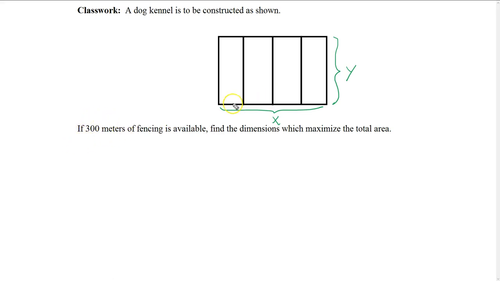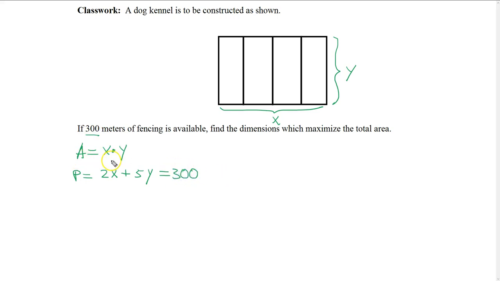So the area of this enclosure is x times y, and this is what we want to maximize. Now, we're also given that we have 300 meters of fencing, so if we add up the perimeter along with the partitions, we get that the perimeter is 2x plus 1, 2, 3, 4, 5y, and that is equal to 300.